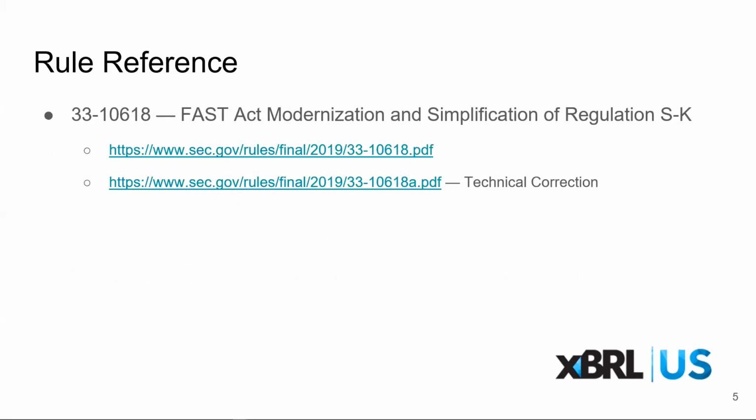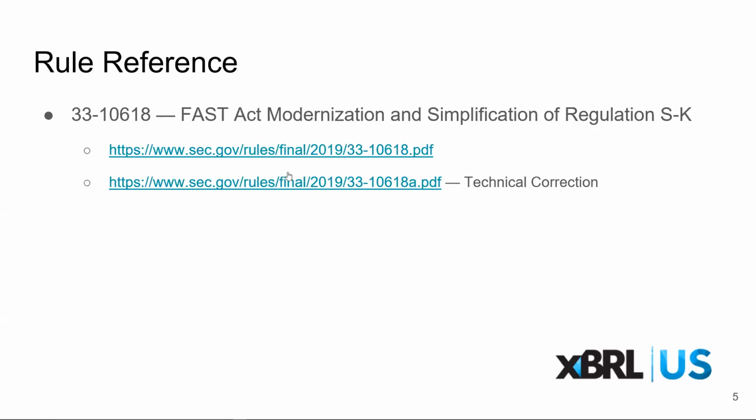The original mandate was 33-9002, which was for XBRL, which everybody's been doing now for quite a few years. With the FAST Act coming in with simplification of Regulation S-K, there were a number of things that came into play, and you'll be able to get these links, I think, as well afterwards, but these are the things you're going to want to look at from the SEC that actually specify what's part of that act and then what comes into play when it deals with inline XBRL. And there is an addendum that was made to that as well.